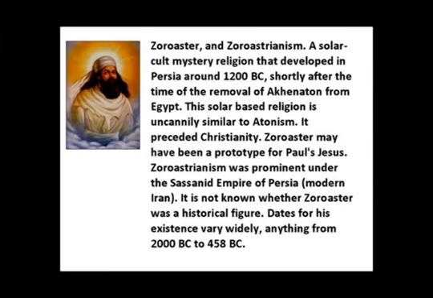Now we turn to Zoroaster and Zoroastrianism. It's a solar cult mystery religion that developed in Persia around 1200 BC, shortly after the time of the removal of Akhenaten from Egypt. This solar-based religion is uncannily similar to Atonism. It preceded Christianity. Zoroaster may have been the prototype for Paul's Jesus. Zoroastrianism was important under the Sassanid Empire of Persia, or modern Iran. It is not known whether Zoroaster was a historical figure. Dates for his existence vary widely, anything from 2000 BC to 458 BC.